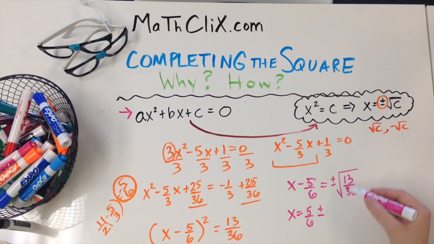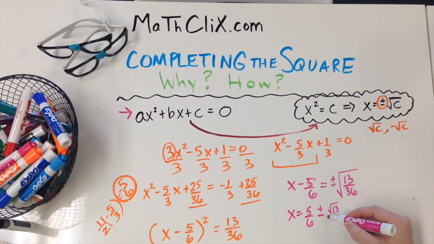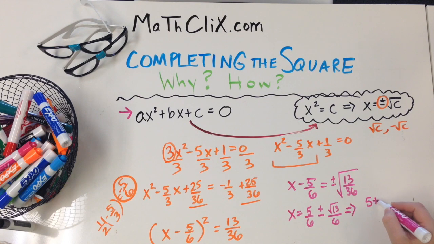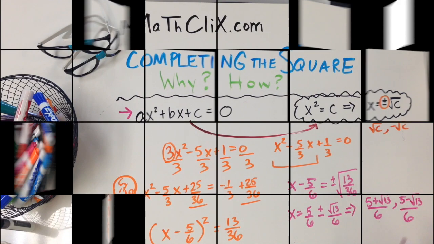Now the square root of 13 cannot be simplified, but the square root of 36 is just 6. And so really what we have here is 5 plus the square root of 13 over 6, and 5 minus the square root of 13 over 6.